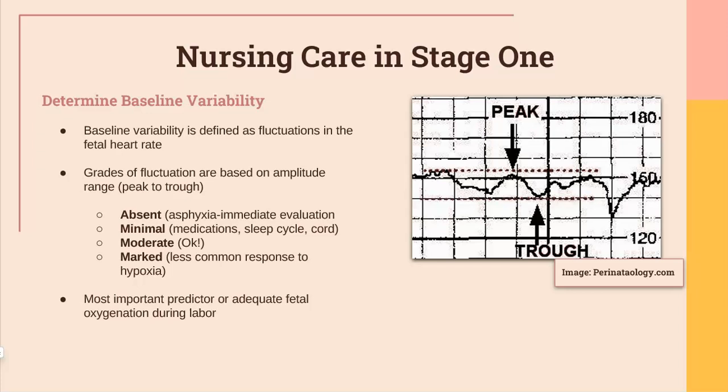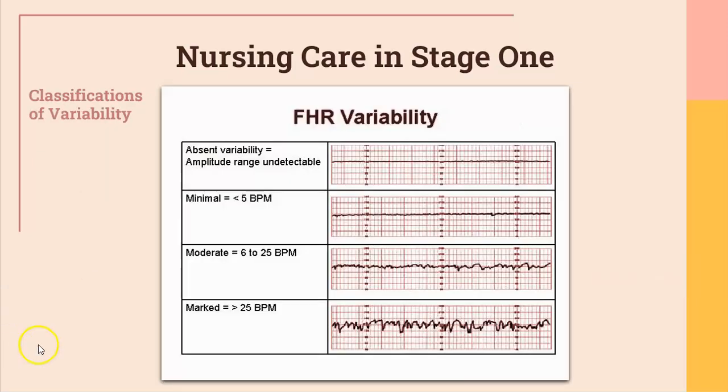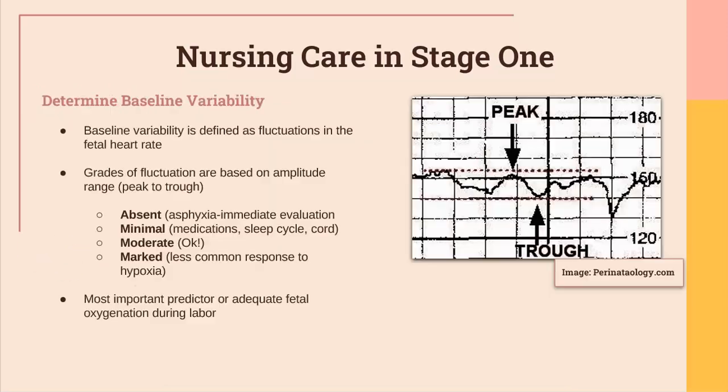So variability is important for you to understand because they found it's the most important predictor of adequate fetal oxygenation. Having that variability between each beat, between each heart rate, that's really what you want to see in a healthy baby. So again, moderate variability, the definition of that being 6 to 25 beats per minute, that's what you want to see when you're looking at your fetal heart tones. And again, it's a grade of fluctuation, so it's basing it on that peak and that trough, so they want it to be between 6 and 25 beats per minute of a difference.